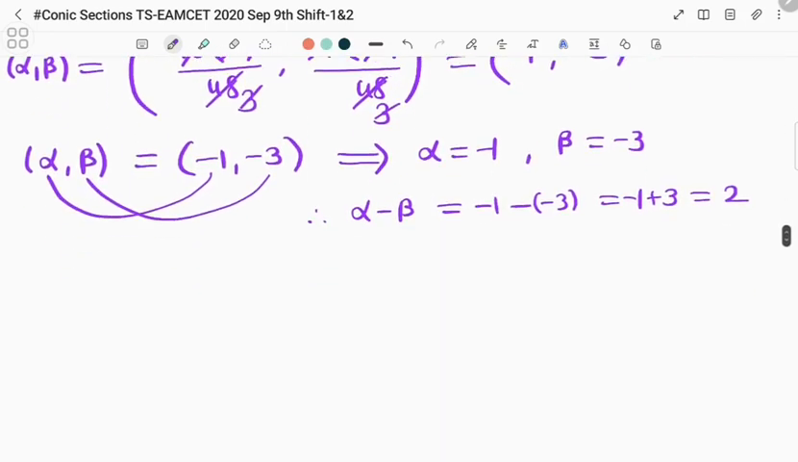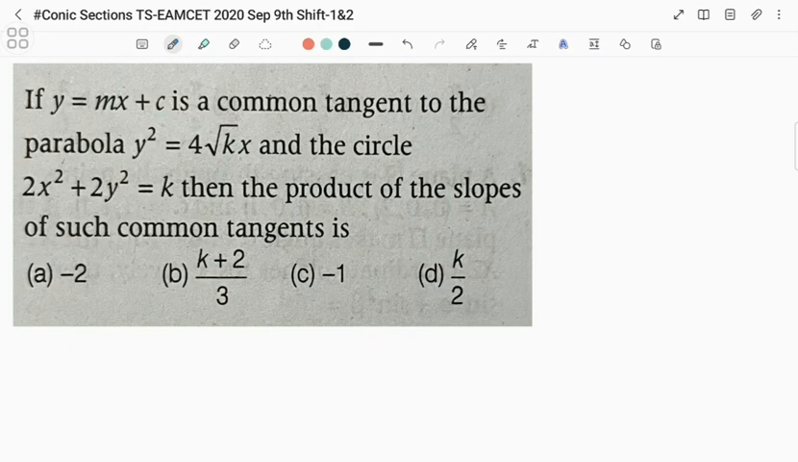We will move on to the next question. The next question: if y equal to mx plus c is a common tangent to the parabola y square equal to 4 root k x, and the circle 2x square plus 2y square equal to k, then the product of the slopes of such common tangents is.